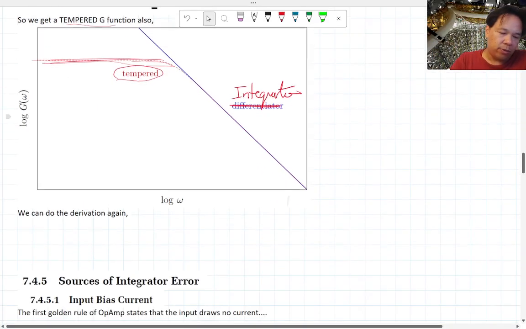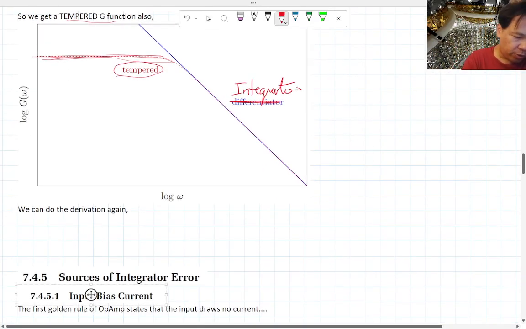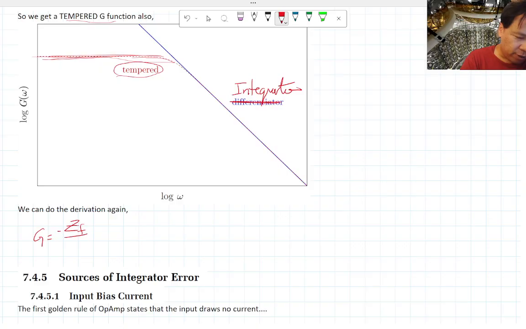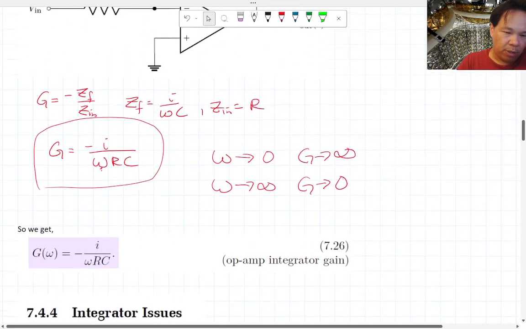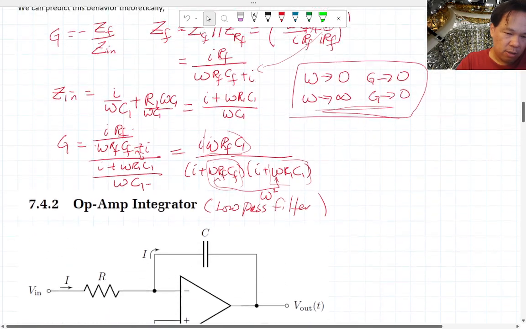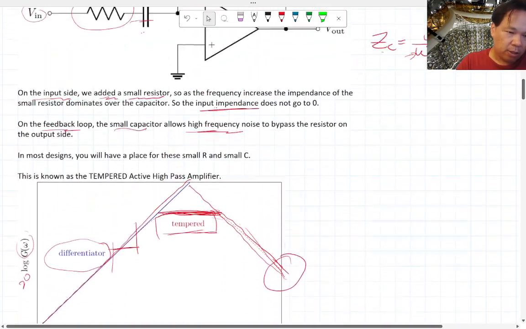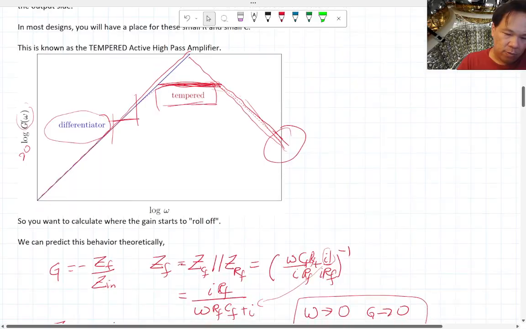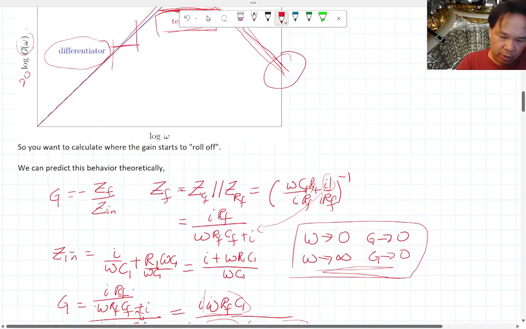Okay. We can do the same derivation again. This one's even shorter. So remember, once again, we keep using this equation over and over again. Gain is the feedback over the input impedance. The feedback loop in this case is similar to what we had before. We can even copy it, because it's basically the same thing.